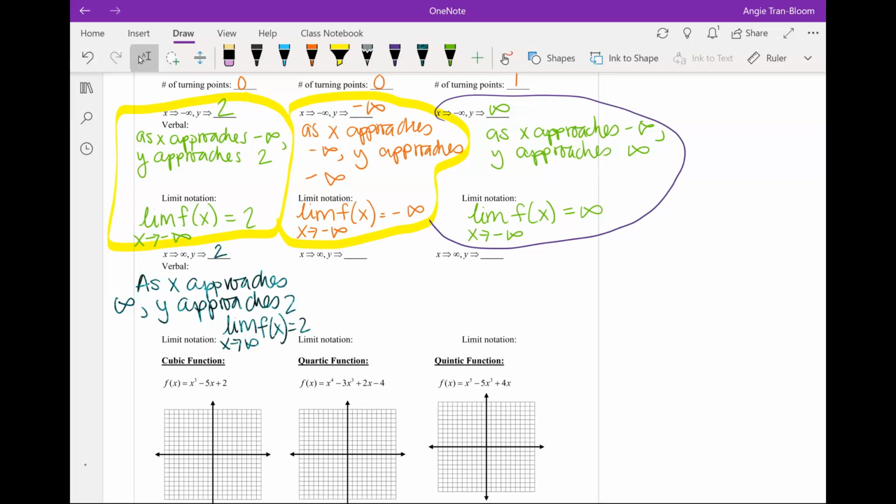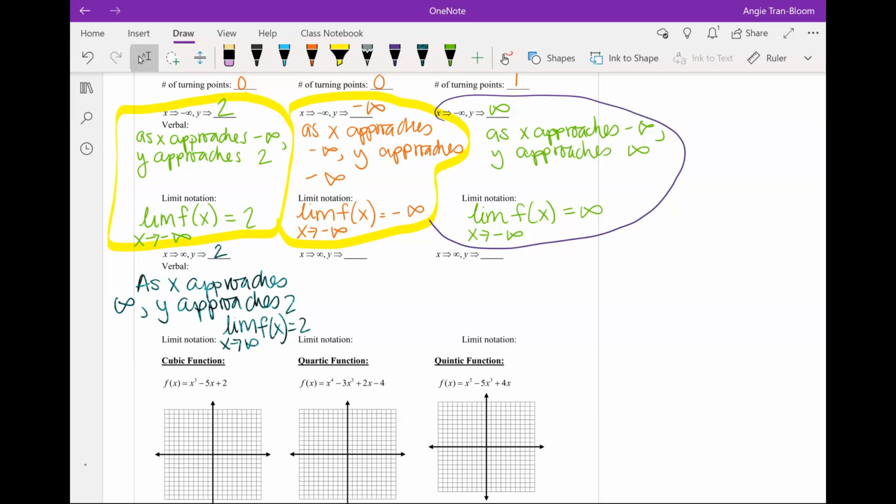Now on an exam, I could put any one of those languages. I could put this language, I could put the verbal, and I could put the calculus. You need to be able to know what the right choice is, okay?